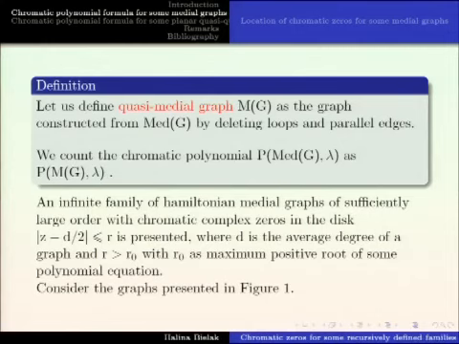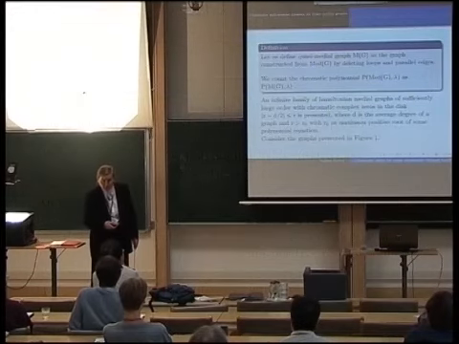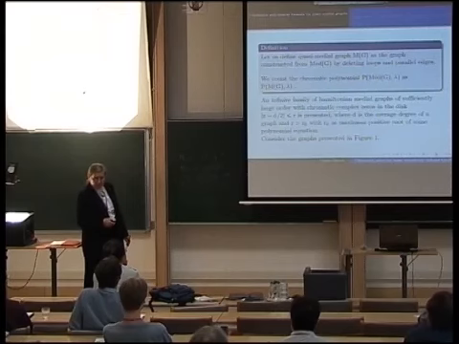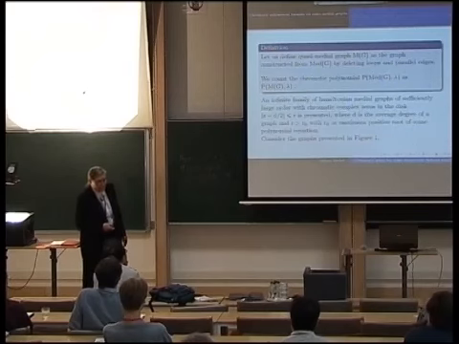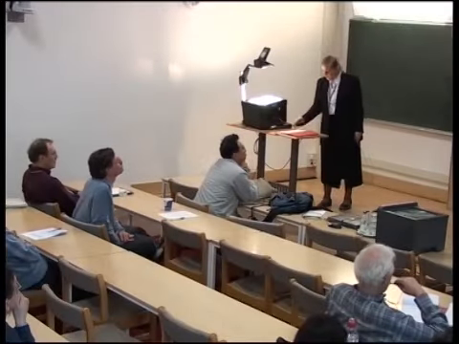With chromatic zeros in the disk, do you mean all of them are in the disk, or some of them? It is some disk because I have some families of medial graphs. But I mean for the given graph, are you saying that all of the chromatic roots lie in this disk? In this disk, yes. I can count this radius of the disk.